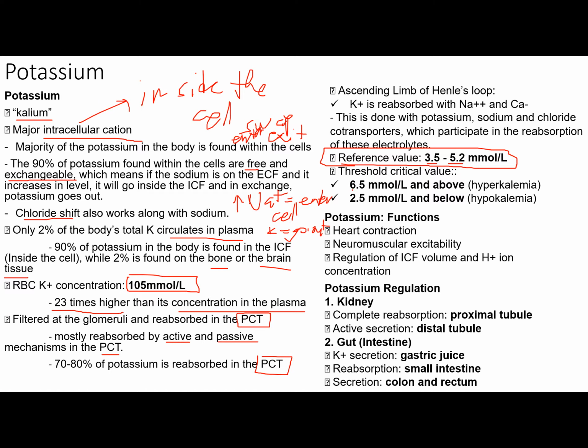Now, critical level, class: if your potassium is around 6.5 millimole per liter and above, you have the condition known as hyperkalemia. If your potassium is 2.5 millimole per liter and below, you have the condition hypokalemia. Now, what are the functions of potassium? It is responsible for heart contraction.